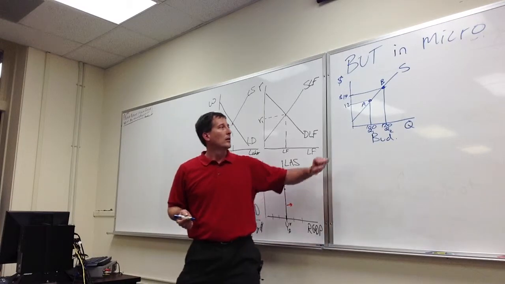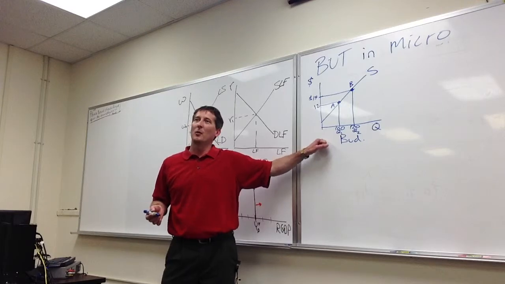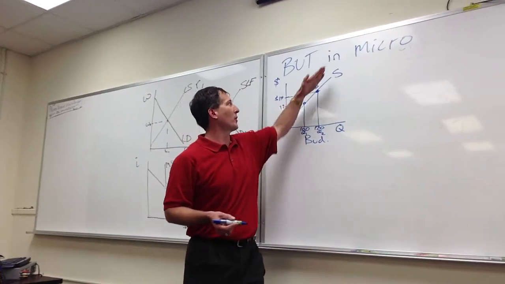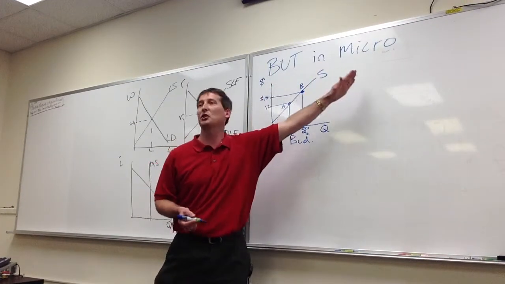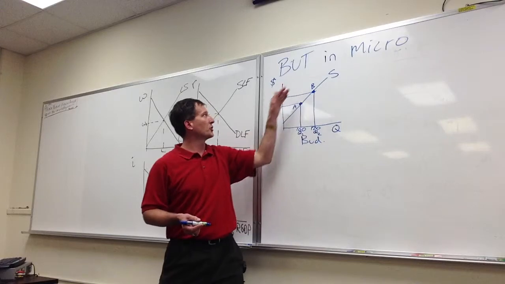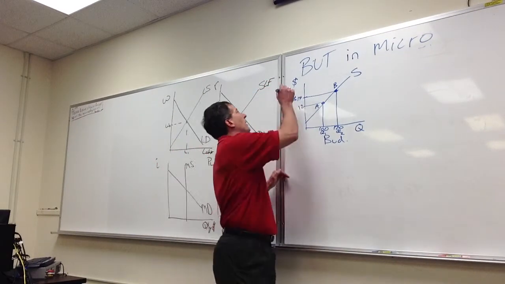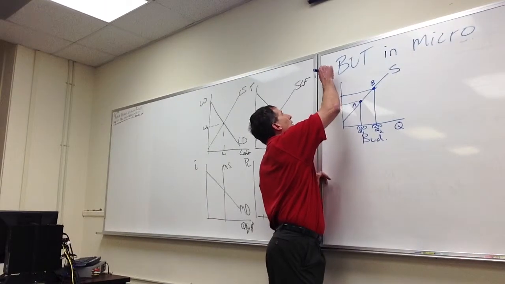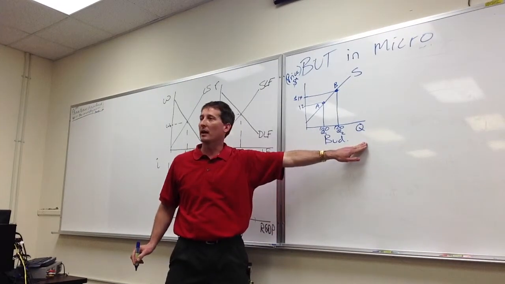So, those of you who had micro, what were some of the things that we were holding constant, i.e. those things that will actually shift this thing, when we created this relationship, this positive relationship between the price of Bud going up and the quantity supplied going up.